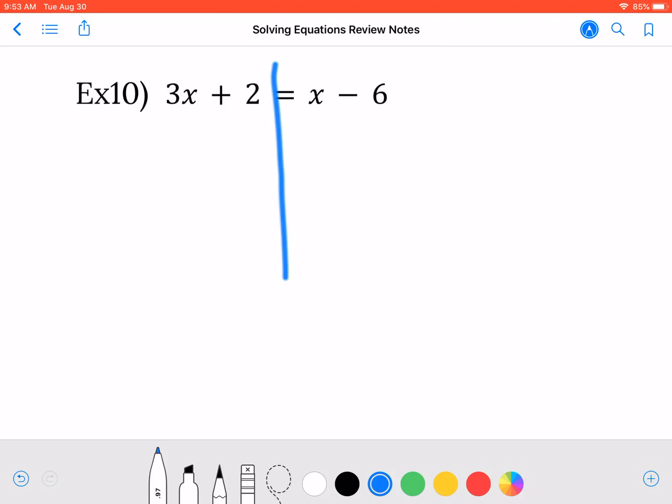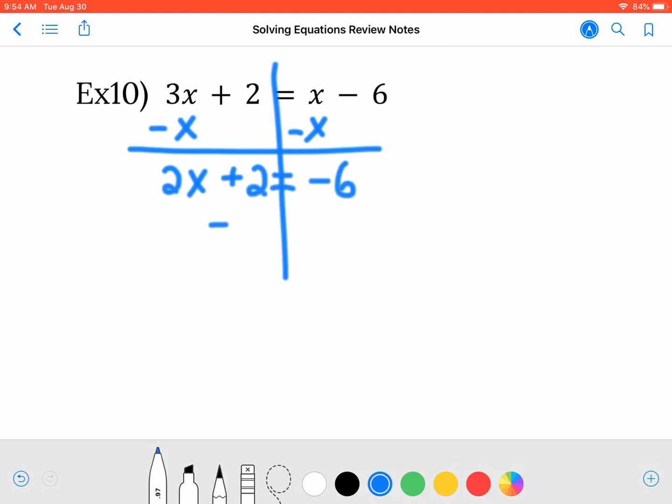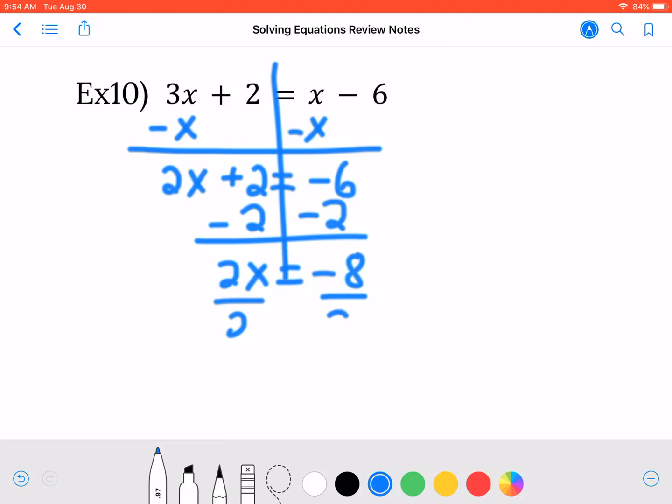Okay, so here 3x and an x, I'm going to start by subtracting x. This is like a 1x when you see the x by itself there. So 3x minus 1x leaves me with 2x. Now I'm going to get rid of that plus 2 by subtracting it, moving it over to the other side. And then lastly, divide both sides by 2.